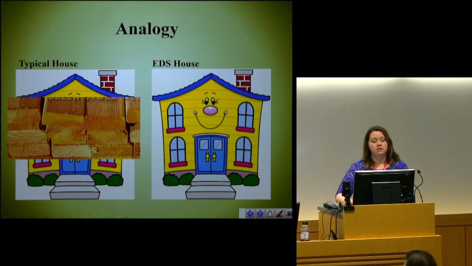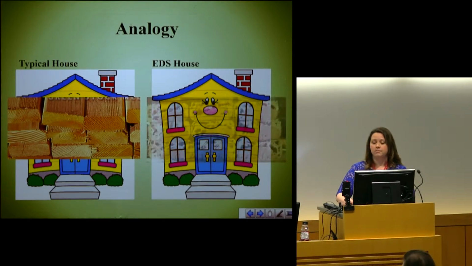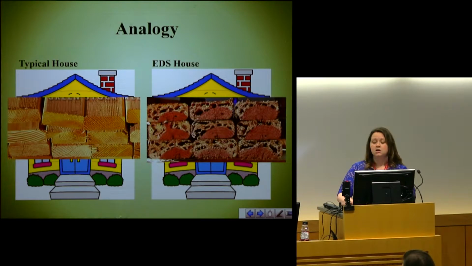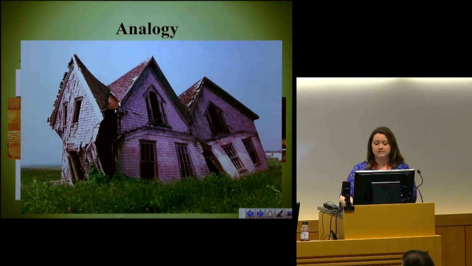But when you look closer, the typical house is built out of nice, strong 2x4s that are solid in structure, and there's a lot of them. And when you look at your house that's built from EDS, you have fewer 2x4s, and the ones that you do have are all riddled with termite damage. They're already structurally deficient. So when you build that house, it doesn't matter how long it's going to take, eventually they're going to look like this.